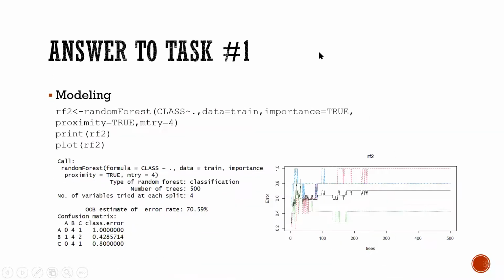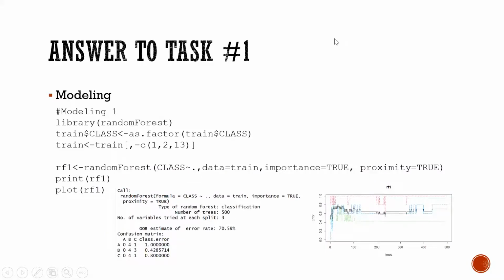What we subject to the modeling will be just the training data set. So using the command taught to us by Ma'am Elena, we use the random forest. It is in the library randomForest, so you need to install this first before you can run this command. Here's the outcome for the first model. The out of bag error rate was 70.59%.